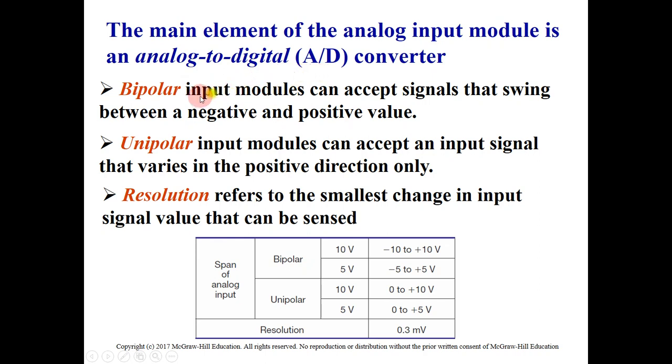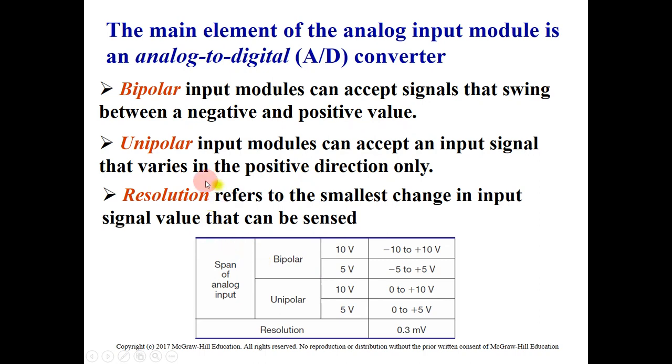We need to highlight here that there are types of input modules. One is bipolar, which can accept a signal that changes from negative to positive values. For example, the input signal can change from negative 10 to positive 10, or negative 20 to positive 20. It has negative and positive values. The other is unipolar, which accepts only positive values, so it has only a positive direction.